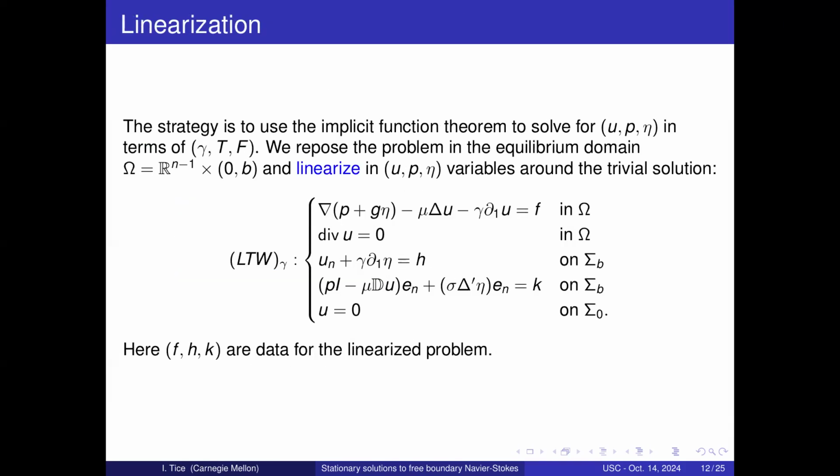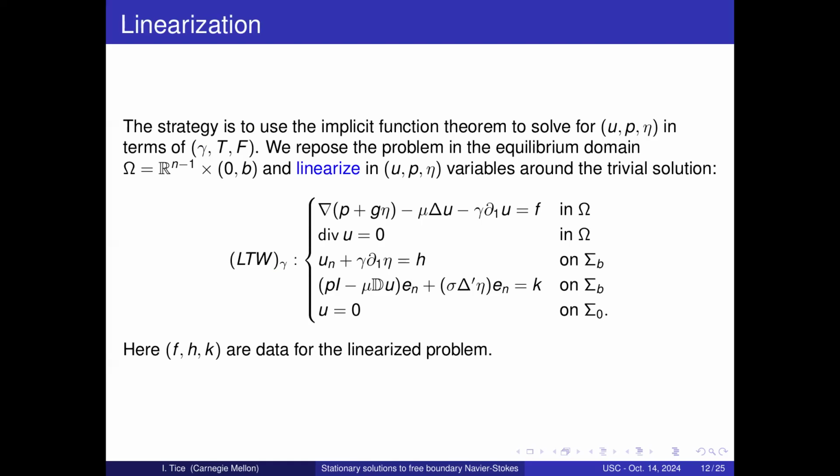So, as I said, we solved this problem via the implicit function theorem by perturbing around the trivial solutions. So what does that mean? That means we're going to need to linearize around the trivial solutions and understand the corresponding linearized problem. So if I linearize around the 0 solution, and I also rewrite the problem in the equilibrium domain R^(n-1) crossed with (0,b), I end up with the following linearized system. Now, this looks very similar to what we saw before, so I don't want to spend too much time on it. The only real point is that the mean curvature operator linearizes to the Laplacian.